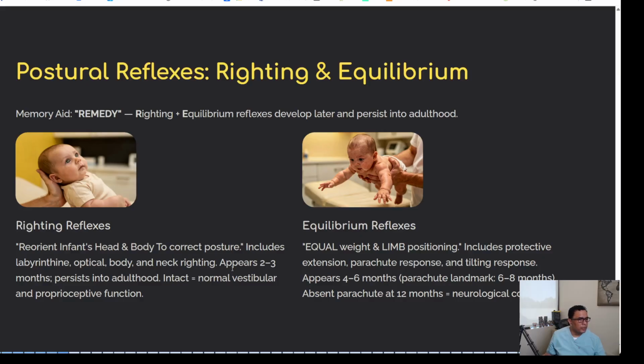Now, postural reflexes, the righting and equilibrium reflexes, develop later and persist into adulthood. So they appear at 2 to 3 months and persist into childhood, okay, sometimes adulthood. Equilibrium is when you're in equal weight, limb positioning. They will have a parachute response. It appears, again, not at birth, but at 4 to 6 months, and if it is absent at 12 months, then you want to think about concern of neurological problems. So postural reflexes are not present at birth, they come later.